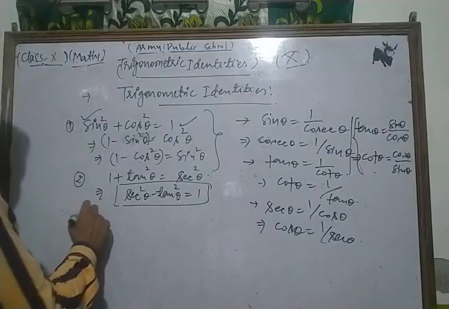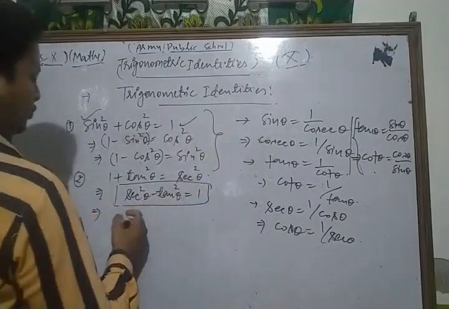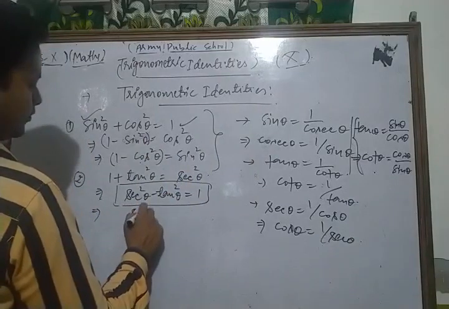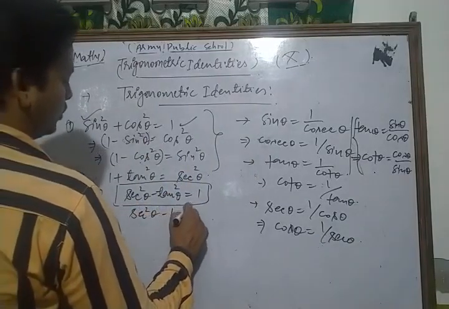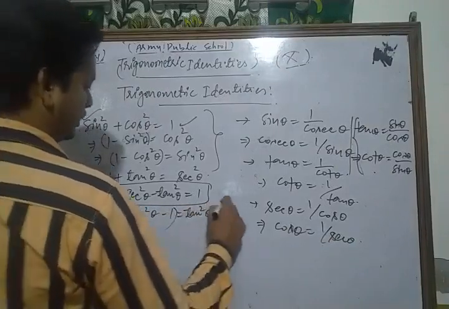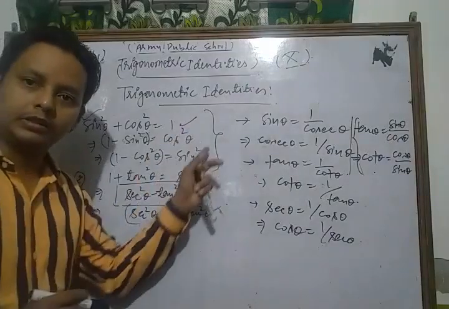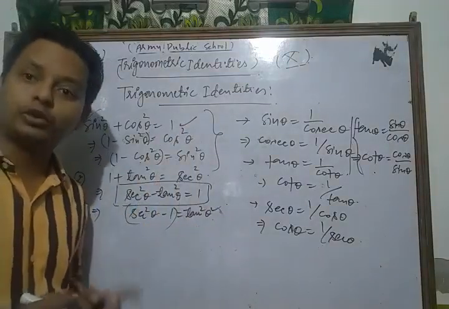And also, if we transfer 1 to that side, we get sec square theta minus 1 is equal to tan square theta. This is also a very important algebraic identity. So these two are very important algebraic identities.